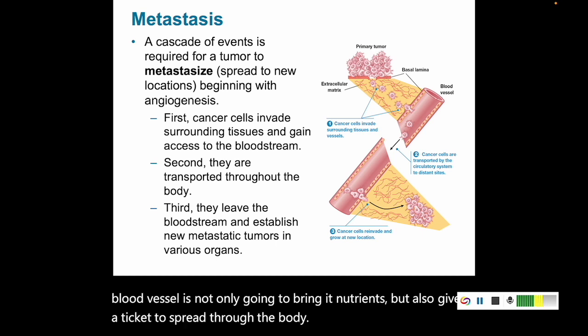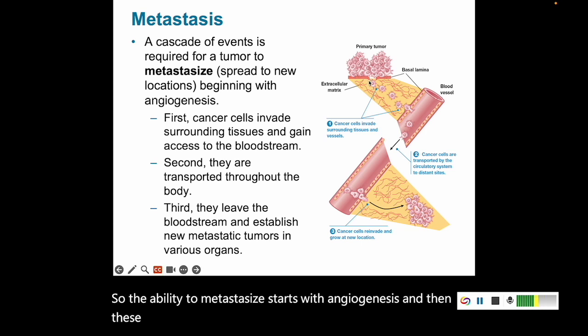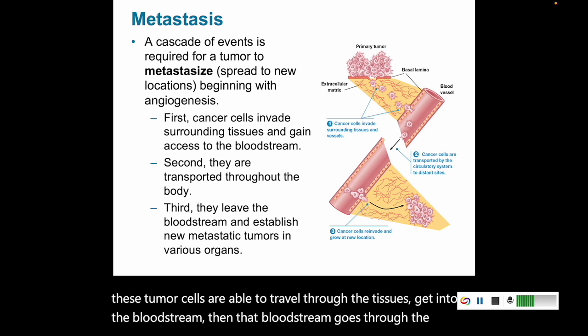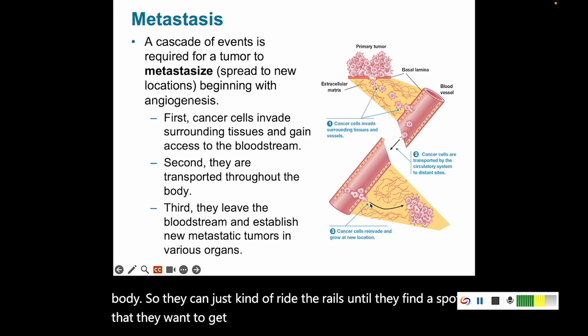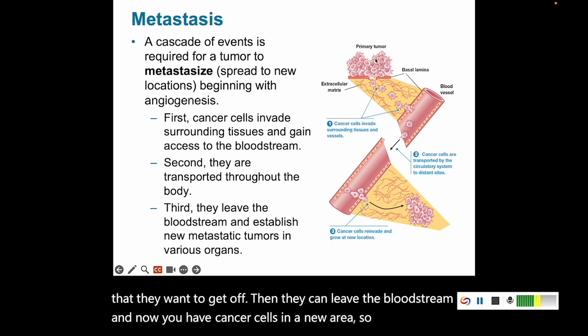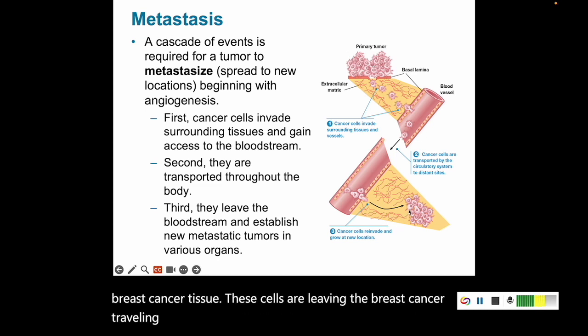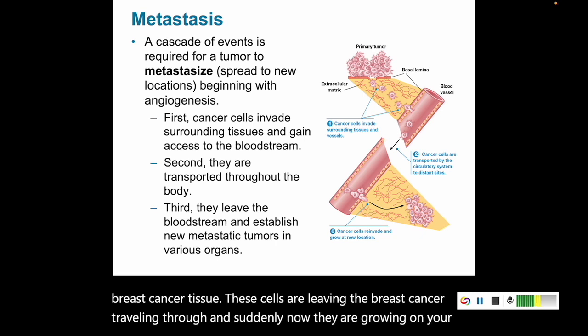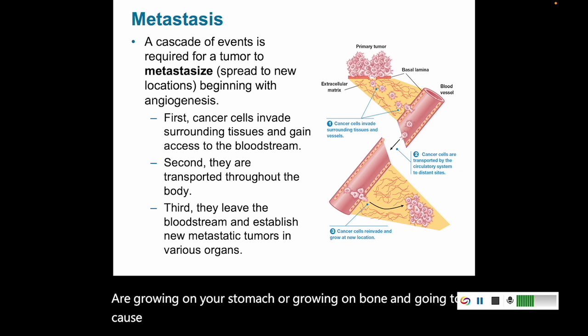So the ability to metastasize starts with angiogenesis, and then these tumor cells are able to travel through the tissues, get into the bloodstream. Then that bloodstream goes through the whole body, so they can just kind of ride the rails until they find a spot that they want to get off. Then they can leave the bloodstream, and now you have cancer cells in a new area. So this could be breast cancer tissue. These cells are leaving the breast cancer, traveling through, and suddenly now they are growing on your colon, or growing on your stomach, or growing on bone, and going to cause problems wherever they're growing.